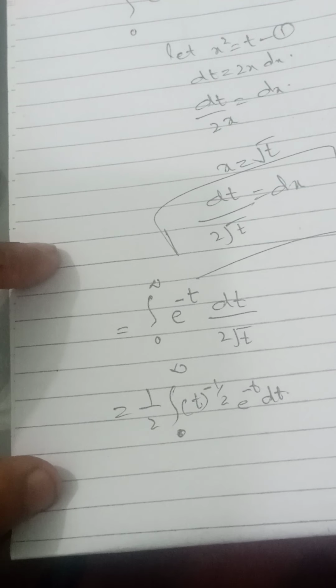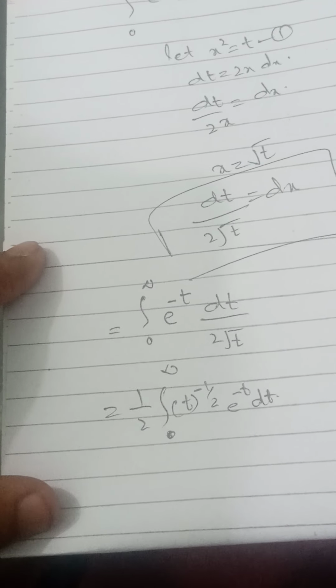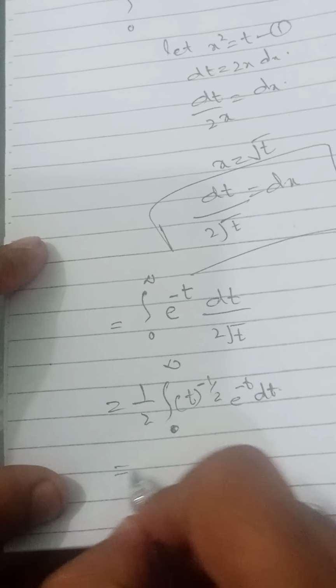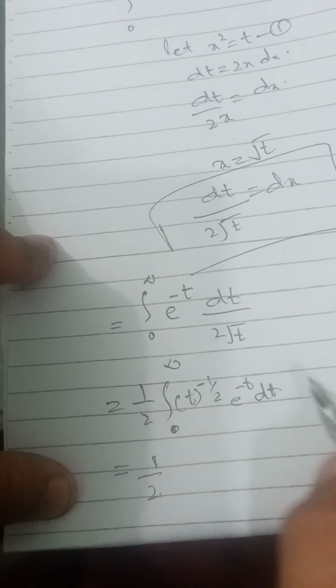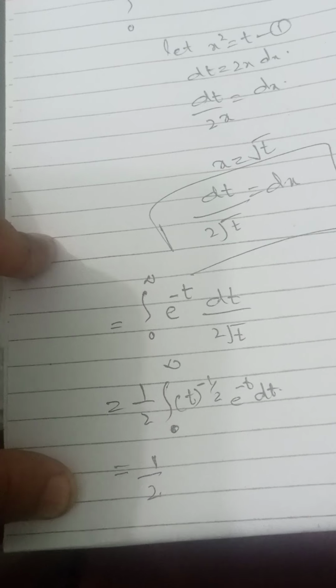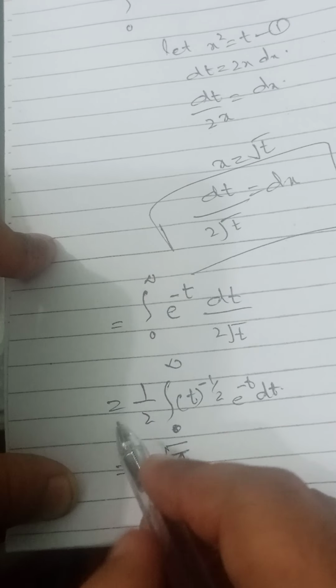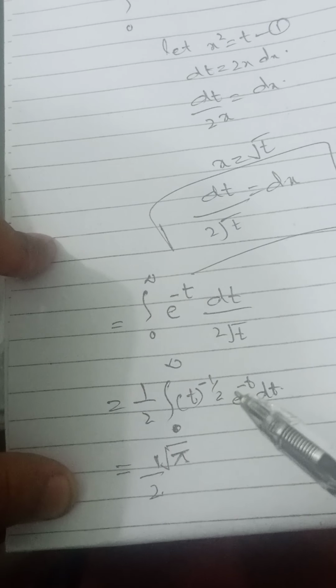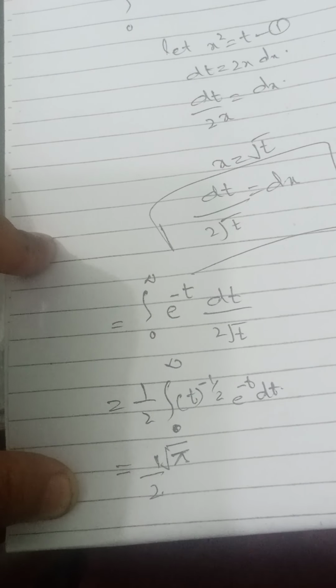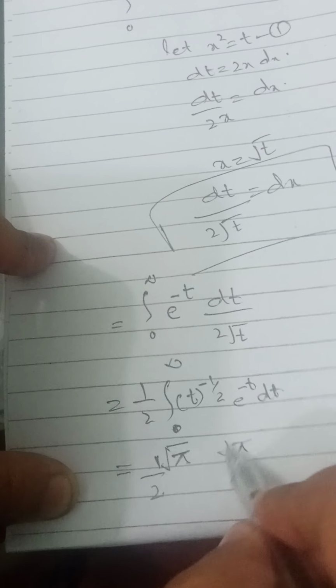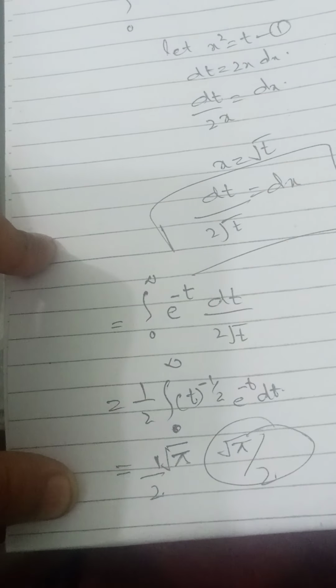So it is now in the form of the gamma function. So it is 1 over 2 and the integral from 0 to infinity of t power minus 1 over 2 e power minus t dt. It is equal to the square root of pi. With the help of the beta function I'll solve it in the next video. So the integral from 0 to infinity of t power minus 1 over 2 e power minus t dt is equal to the square root of pi. So the integral from 0 to infinity of e power minus x square dx is equal to the square root of pi divided by 2.